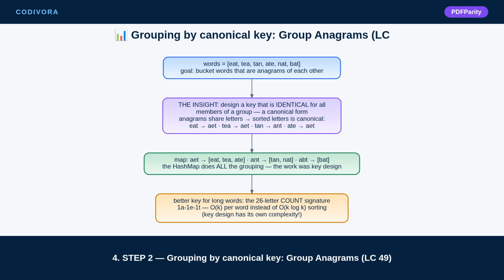In interviews, the strongest signal you can send is naming the key's property out loud: equal exactly when two items belong together. Keys must be immutable. A mutated key's hash code drifts and the entry is lost forever.